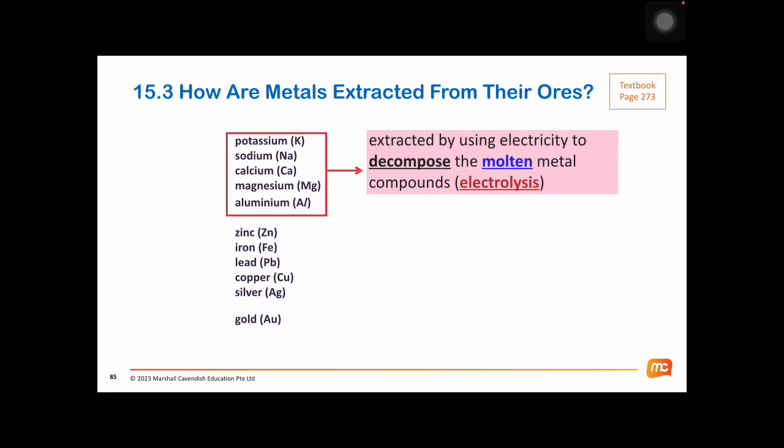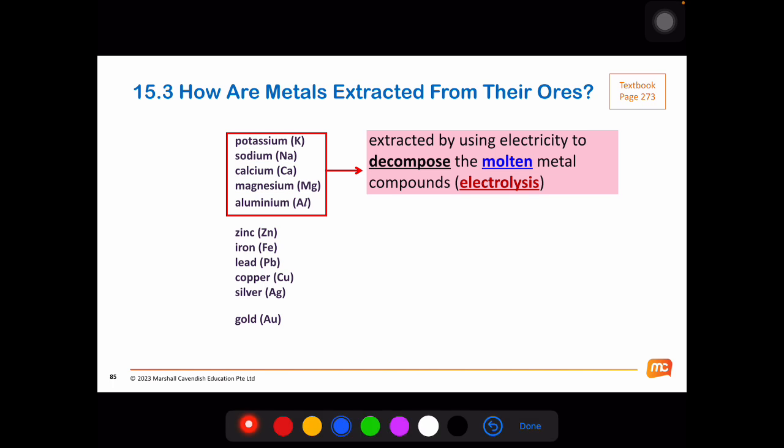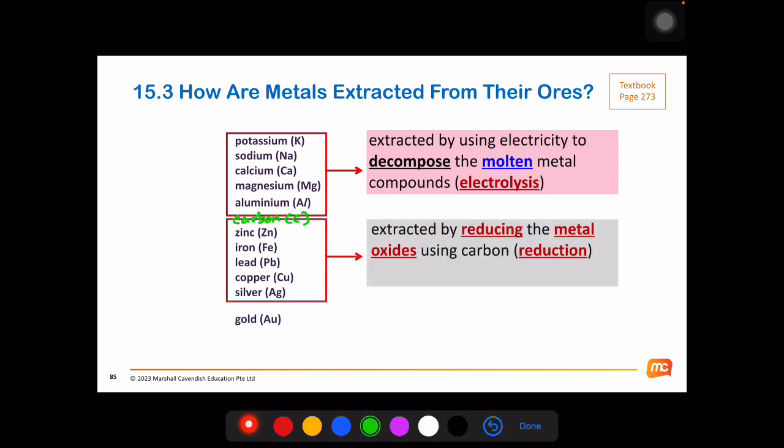So how does this look? For those metals above carbon, if you recall, we have "please stop calling me a careful zebra", so your C is over here. The purpose of putting carbon there is to help you realize that for those above carbon, carbon cannot do anything to them. So how do we extract the metal out? We use electrolysis, which is using electricity to break down the compound in order to get the pure metal.